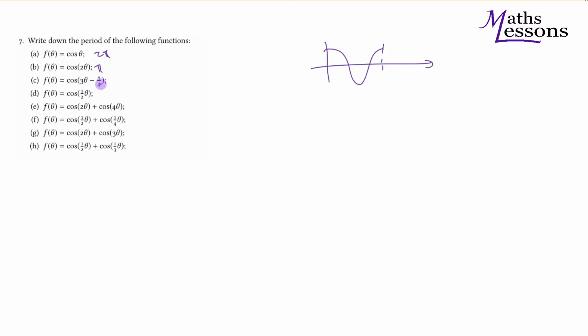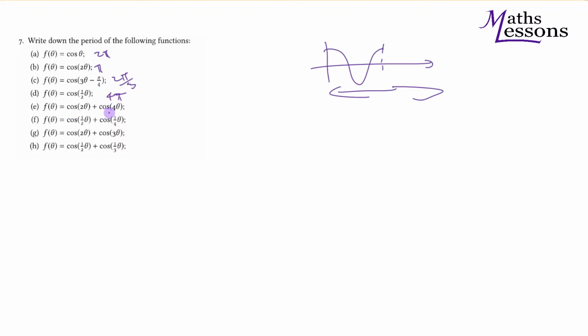It will squash it up, so it'll only take until pi before it repeats. Cos of 3 theta minus pi over 4, ignore the minus pi over 4, that doesn't change the wavelength, but the cos of 3 theta is squashed up by a factor of 3, so we do 2 pi divided by 3. And cos of a half theta will stretch it out by a factor of 2, so it's going to double and become 4 pi.